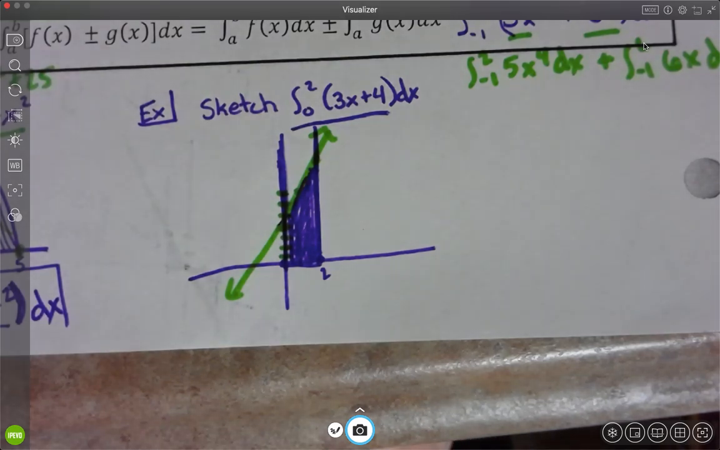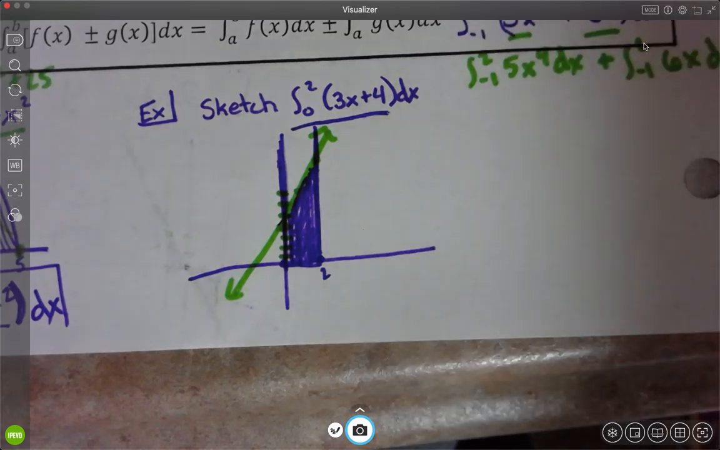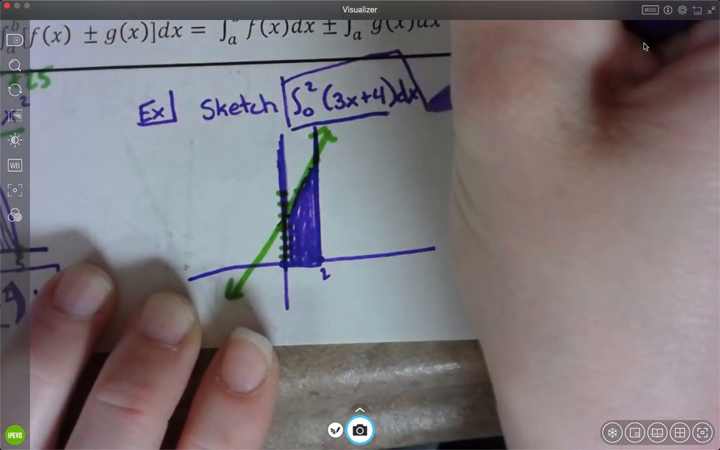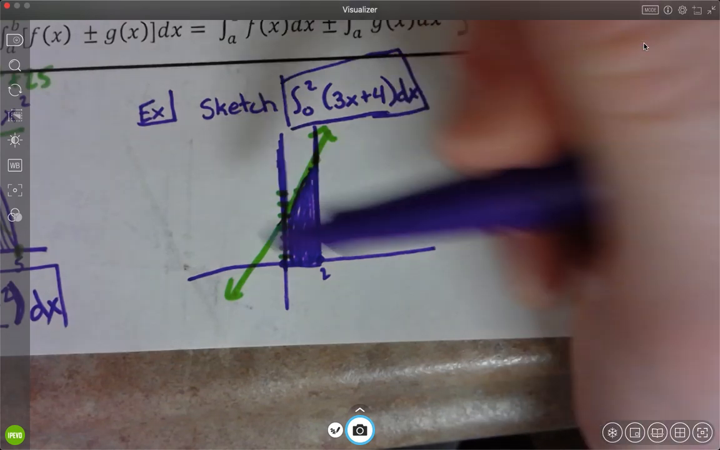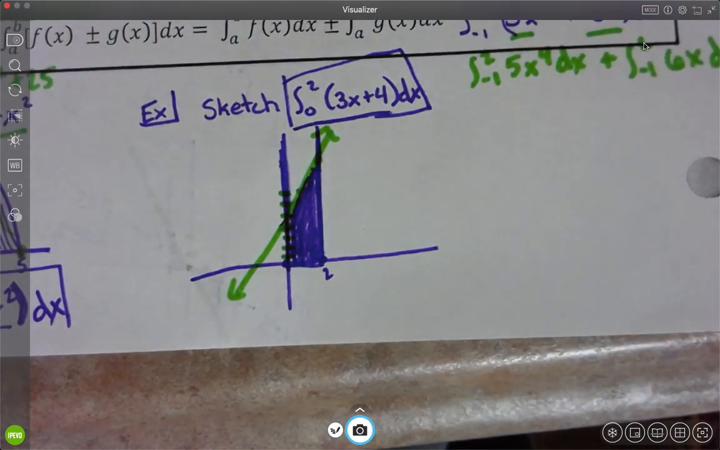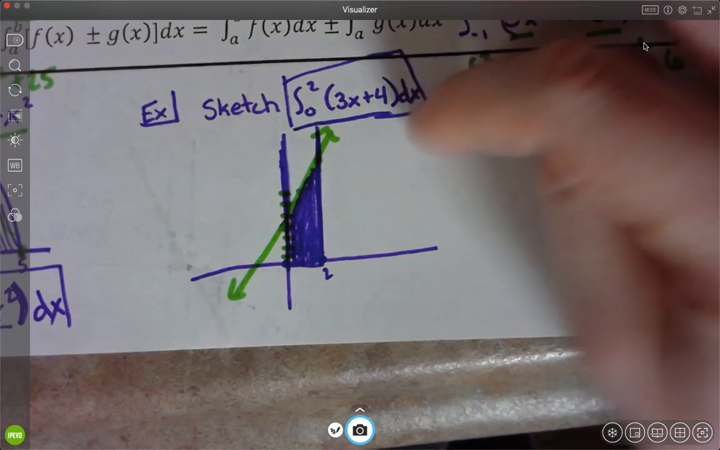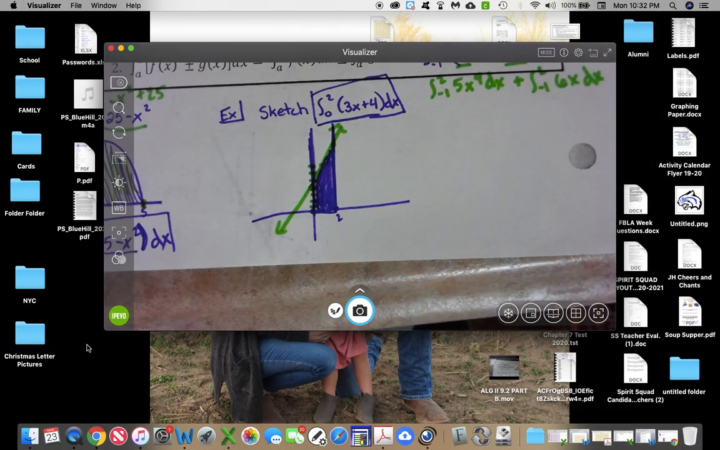Next video, we'll talk about 6-4 and actually solving for what this area is. Okay, not just showing you what it looks like, but showing you finding what this exact area is underneath of that curve. Okay, not by using the rectangle method because that was terrible, but a simpler way. All right, that's all I have.